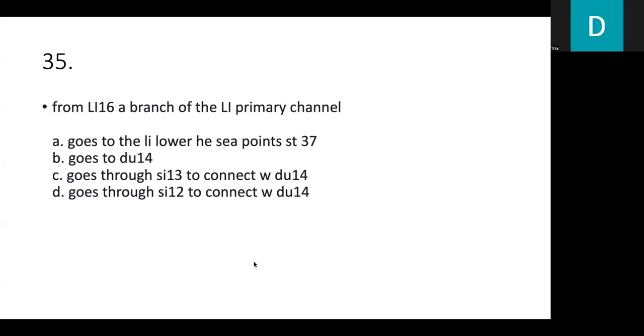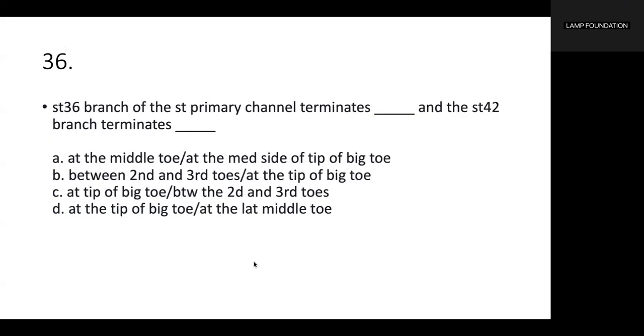Goes through SI12 to connect with Du14. The LI connects with the Du14 via the SI12. A stomach 36 branch of the stomach primary channel terminates where? Terminate at the middle toe, and the stomach 42 branch terminates at the medial side of the tip of the big toe.